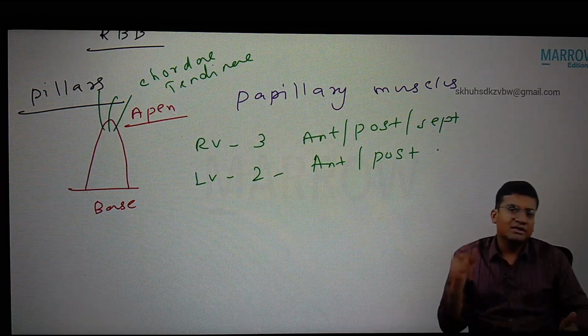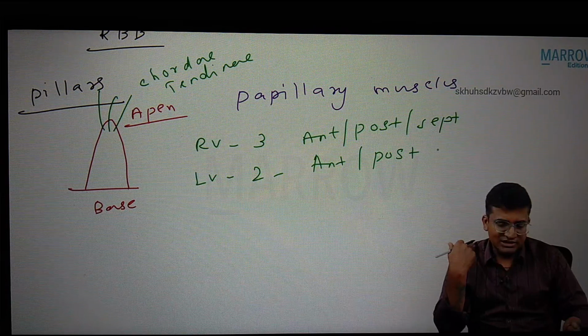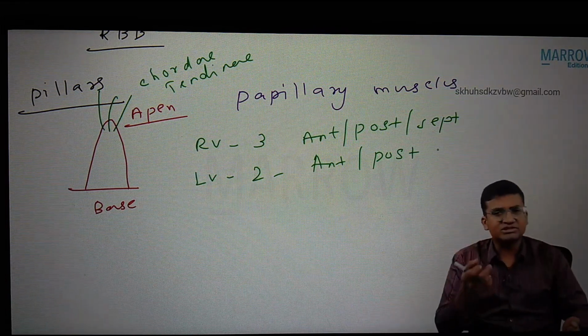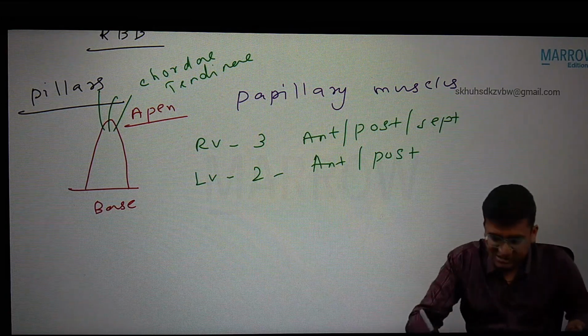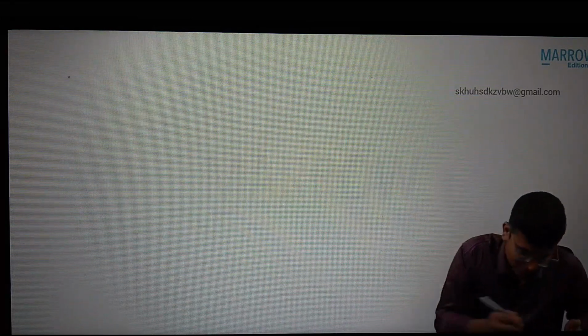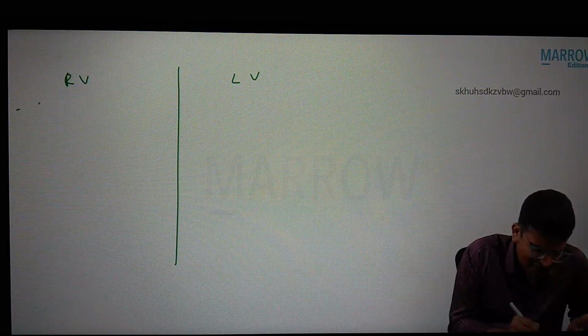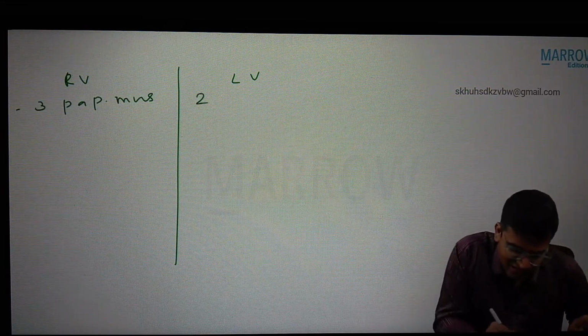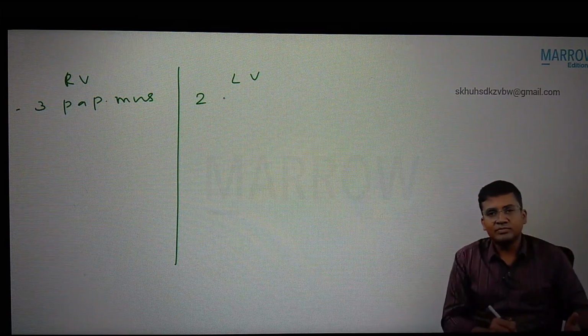So, a very small topic. Now the last thing is we're going to see the difference between right ventricle and left ventricle. The left ventricle has the same features with small differences. That is what we're going to write now. Right ventricle and left ventricle: just now I told you the right ventricle has 3 papillary muscles, and the left ventricle has only 2 papillary muscles.